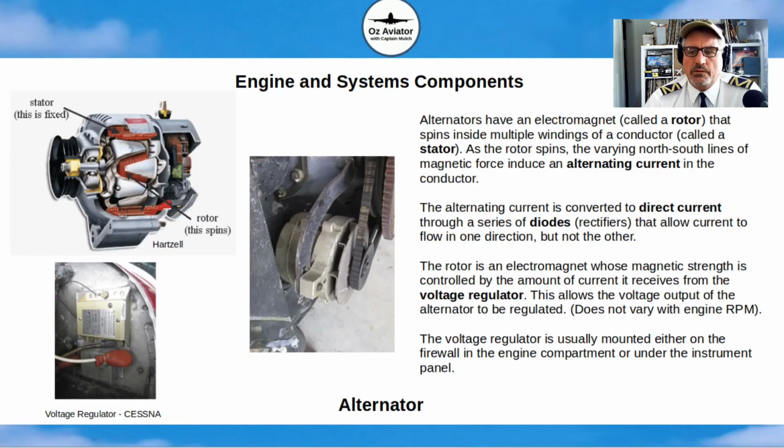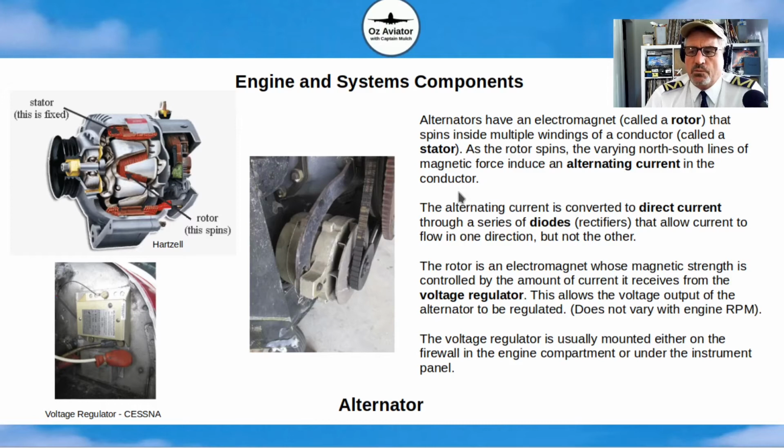Alternator. Now, once the aircraft engine is running, there's a belt that attaches the alternator to the engine, and the alternator spins and provides electrical power to the electrical systems of the aircraft. The way it works, there's an electromagnet on the inside of the alternator called a rotor. It spins, creating a rotating magnetic field, which is picked up in the stator.